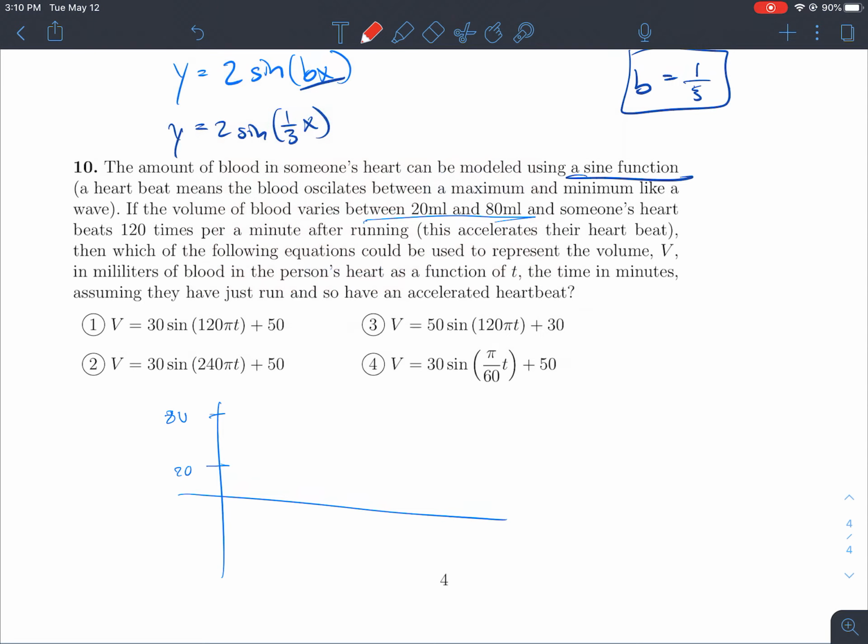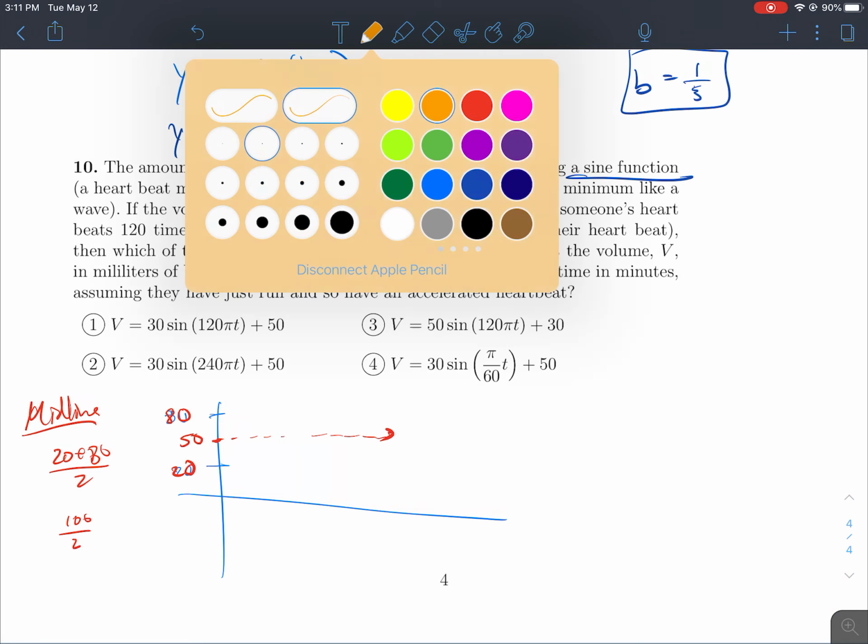Midline is going to be, well, that's not midline, because midline should be in the middle. What's in the middle of 20 and 80? It's a bit tricky to figure out, but you can average these together. 20 plus 80, divided by 2, will find the exact midpoint between those. 20 plus 80 is 100, divided by 2. This is us finding the midline. So 50 right here.